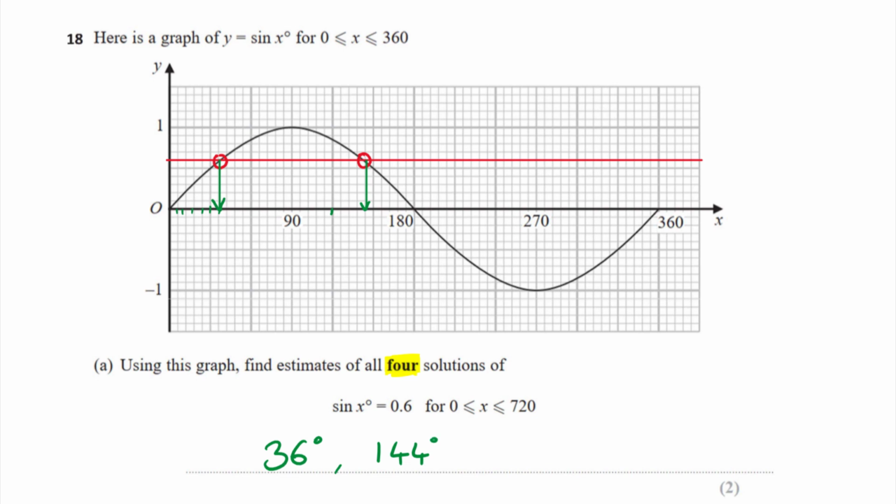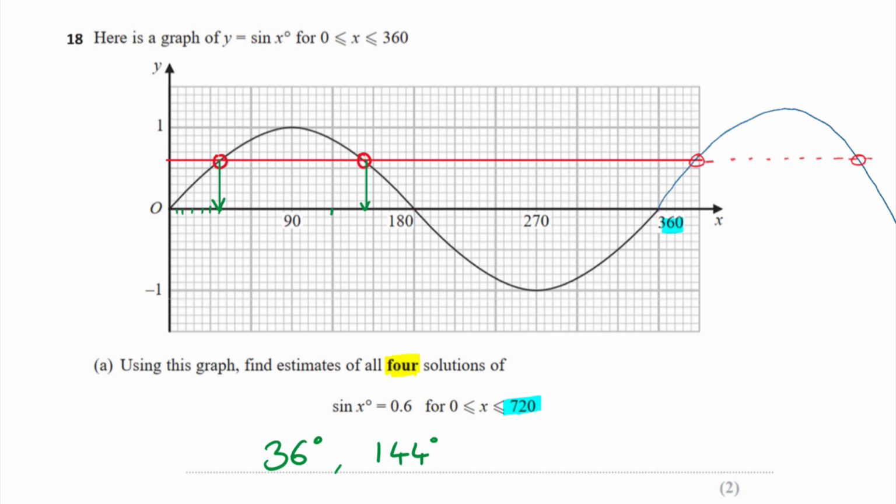Well, if you notice down here, it says between 0 and 720. Now this graph only goes up to 360. So, and sine is periodic, so it's going to do another oscillation, isn't it? It's going to go up and down again. So we are expecting this graph to go up again and then down again, aren't we? Okay, so there are going to be two additional points where it crosses, like here and here, isn't it? Further along. Okay, so where will those values be?